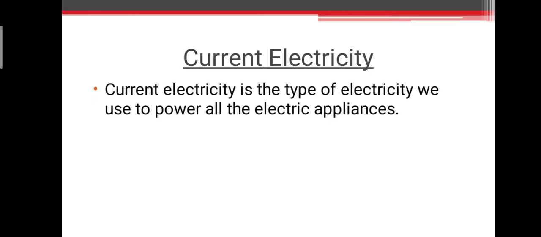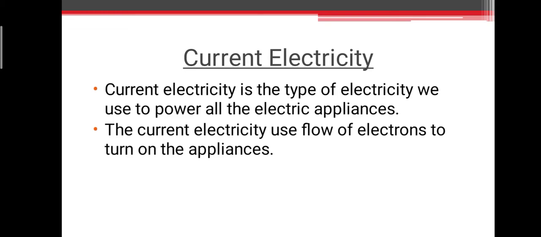Now definitely you are going to wonder what electricity is. Electricity actually uses electric current to turn on the appliances. Current electricity is a type of electricity we use to power all the electric appliances. Current electricity uses the flow of electrons, or small particles, to turn the appliances on.